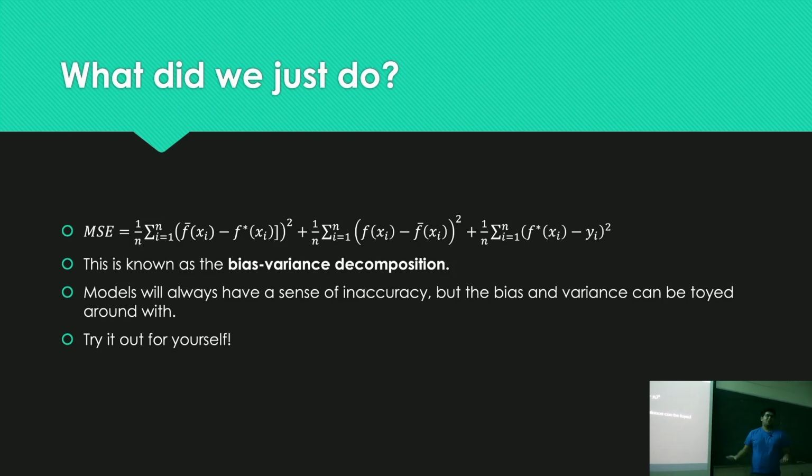There's no winning here. You won't be able to minimize that term any further. So models will always have some inaccuracy, but the bias and variance can be toyed around with. And I recommend you try it out for yourself. Try getting more complex data sets. It's a little bit intimidating, but I will say that it's a rewarding experience to at least try, and there's plenty of tutorials about it to learn from.